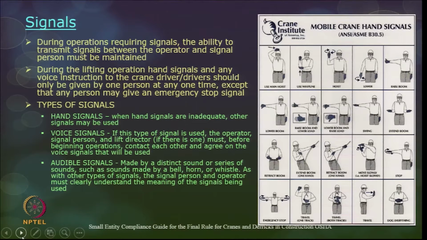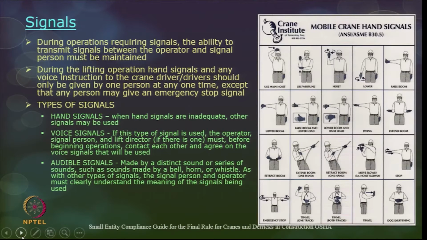Now, what are the signals given by the signaler? So, there are different signals. The main signal in crane operation is a hand signal. Okay. So, this is developed by Crane Institute of America. So, mobile crane hand signals, and there are a lot of crane hand signals.